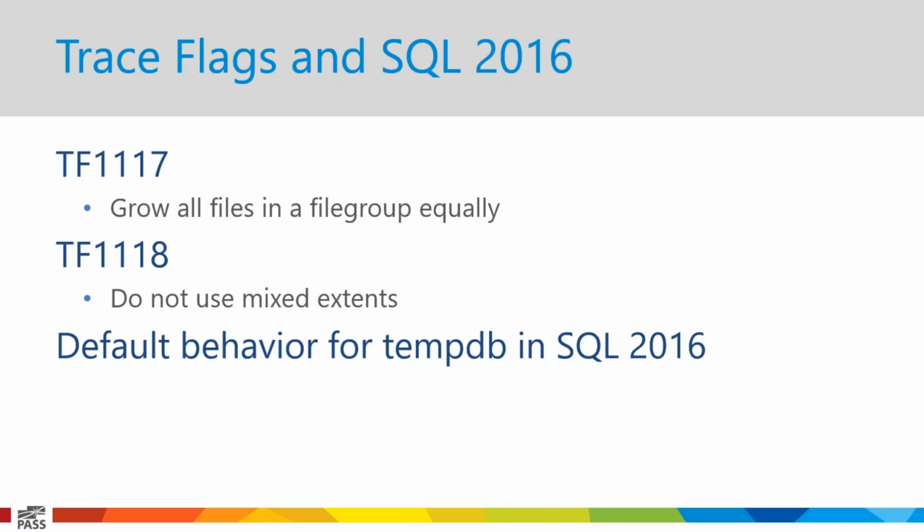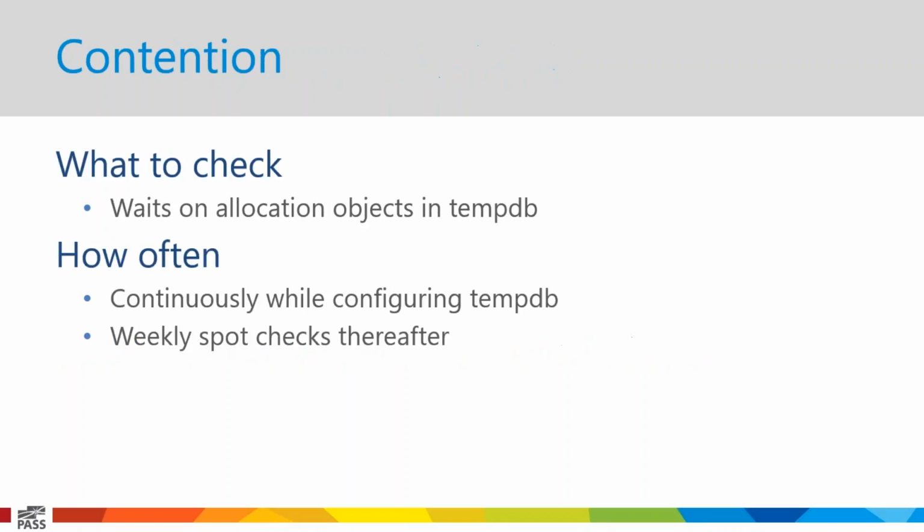This is the default behavior for Tempdb in SQL 2016, and so with that in mind, I would say these 2 trace flags are something you might want to consider if you're looking back at running workloads on SQL 2014 and earlier. But for Tempdb in SQL 2016, this is the default.